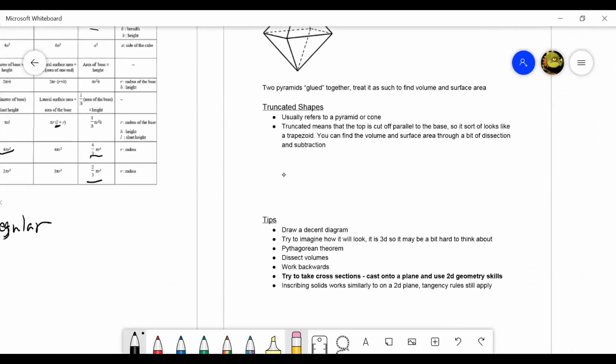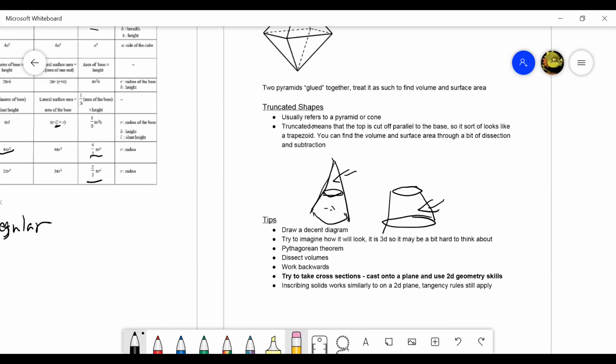And lastly, I want to talk about truncated shapes. This usually refers to pyramids or cones, and it's simply when the top is cut off parallel to the base. So it looks kind of like a trapezoid. You'll see something like this. And this is a cone, supposedly, and then this top cone just disappears. So you would have something that looks like this.